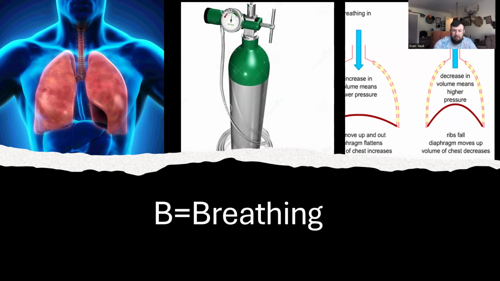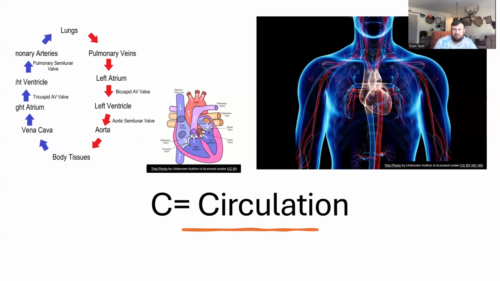So A, B, we've covered that. We're going to go to C now, which is circulation. And circulation is, let's check our pulse. Let's check our skin color and temperature. Let's check, you can put a pulse ox on them, cap refill.